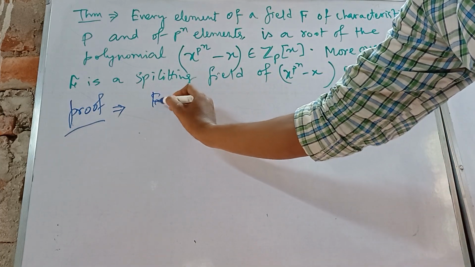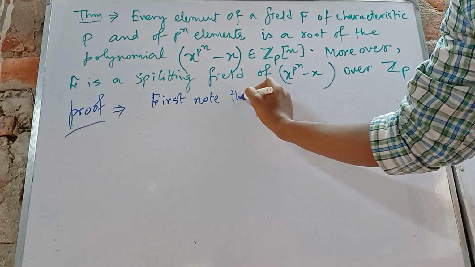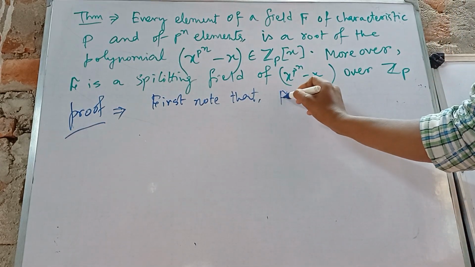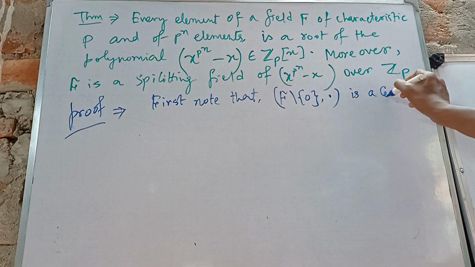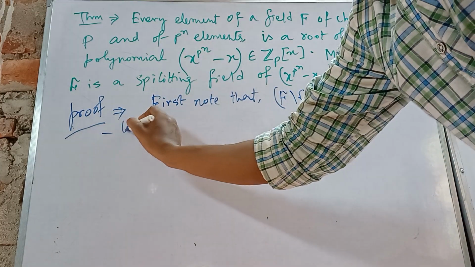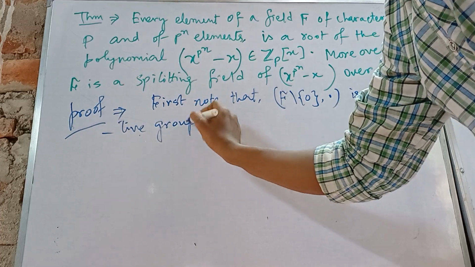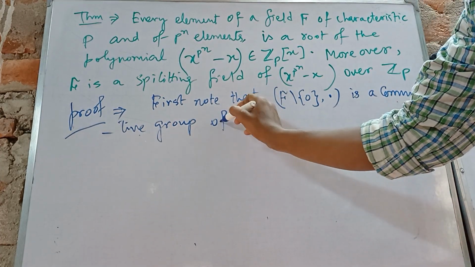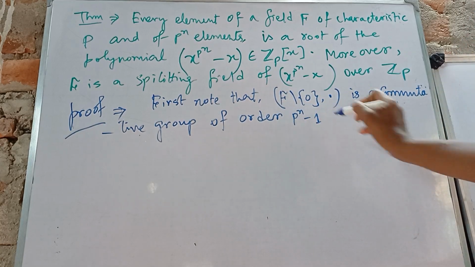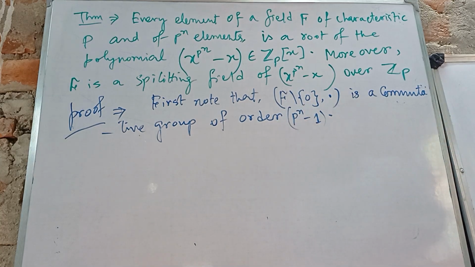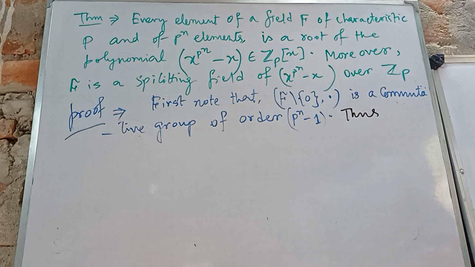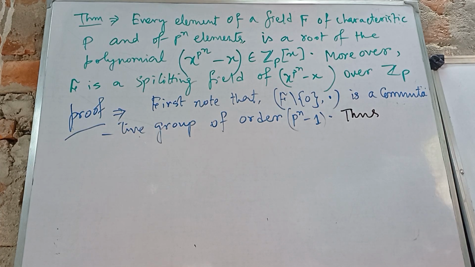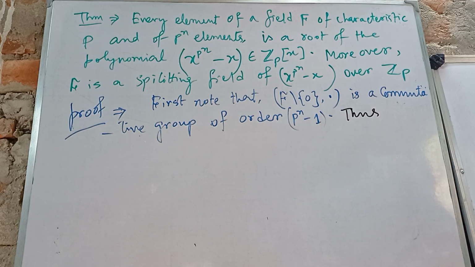First note that F - {0}, with multiplication, is a commutative group of order p^n - 1. That means this one is a commutative group of order p^n - 1. Thus, if F is a commutative group of order p^n, then F - {0} is a commutative group of order p^n - 1.